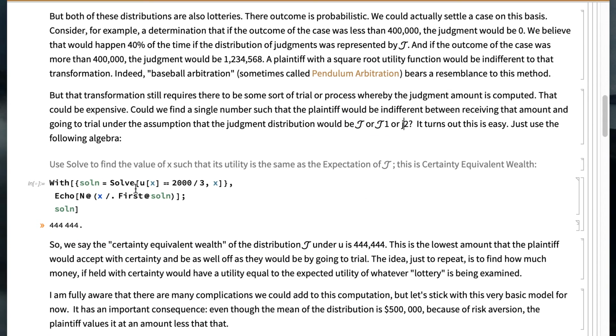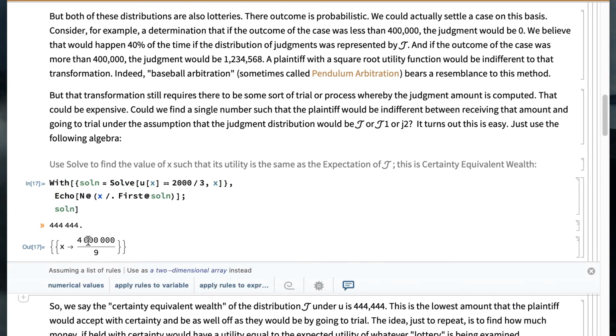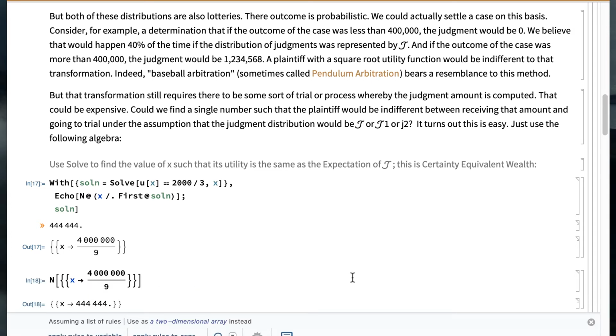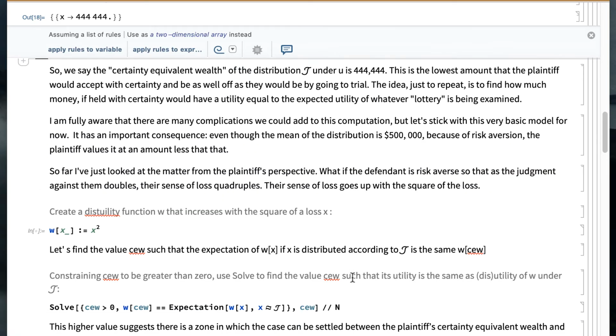So we're just going to do a little algebra here. We're going to say, find the x such that the utility of having x is equal to the expected utility from each of those lotteries that we saw before. This just says print something out, and this says print out your answer. So if we run this, it turns out that the answer is 4 million divided by 9. We can compute the numeric value, and that's $444,444.